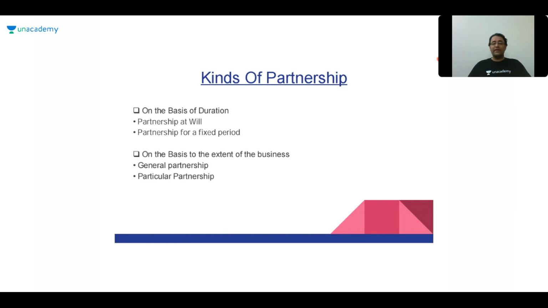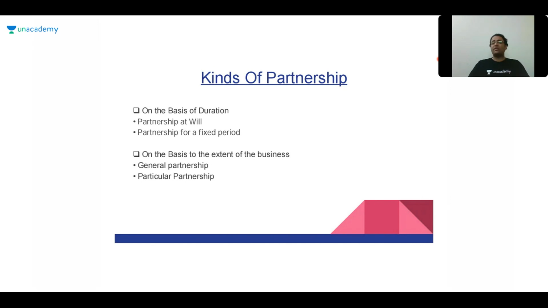On the basis of extent of the business, we have general partnership and particular partnership. If the partnership firm is created for business in general, then it is called a general partnership. The partnership deed contains clauses for the various businesses that the firm can conduct. Please remember, a partnership firm can conduct only those businesses that are entered into the partnership deed. A deed normally carries many businesses, whether related or unrelated, and the firm can carry on all of them.